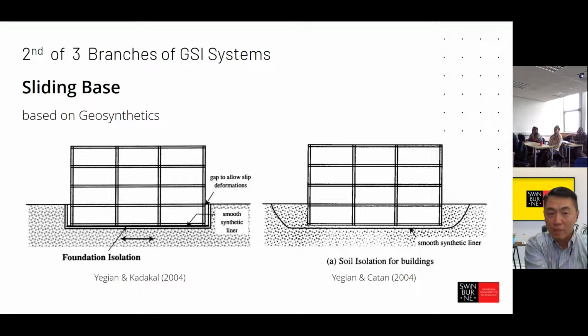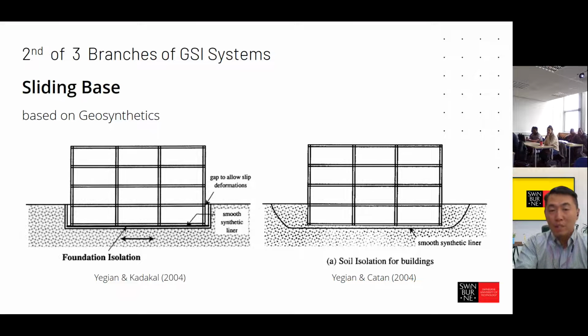And as I've briefly mentioned before, we have researchers who have proposed the use of geosynthetics, which in this slide we can see can be used for isolating the foundation. That means it is in direct contact with the foundation, or it can actually be put between soil layers so that it is what they call soil isolation. And so the concept is more or less similar, and both of them are based on sliding. And so that's why it belongs to the second branch of GSI systems.